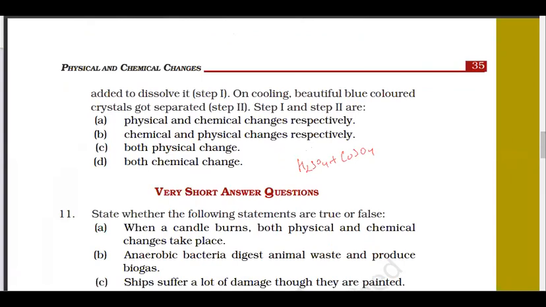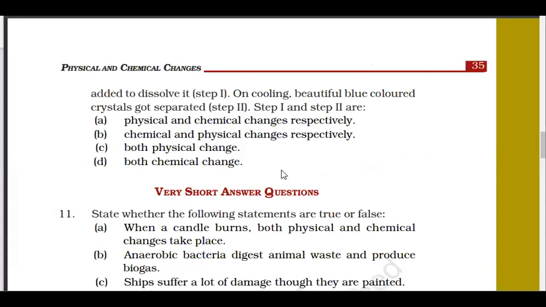Now, is it changing? Tell me, is the chemical changing? Is the compound changing? CuSO4 will still be CuSO4, yes or no? Think about it, right? So it's not a chemical change and the process is crystallization, so it is a physical change, okay?